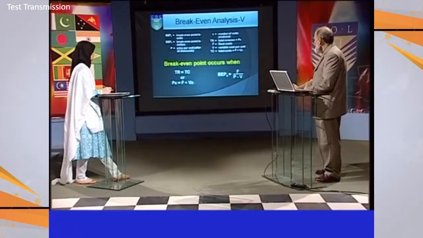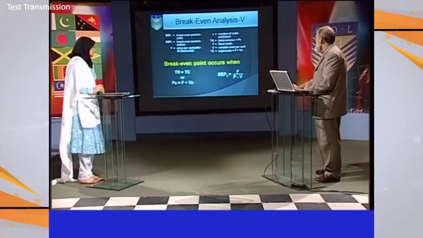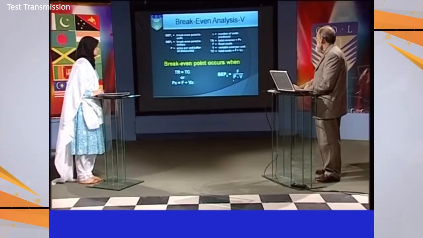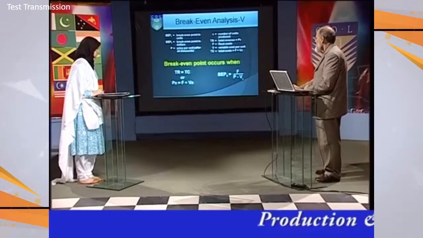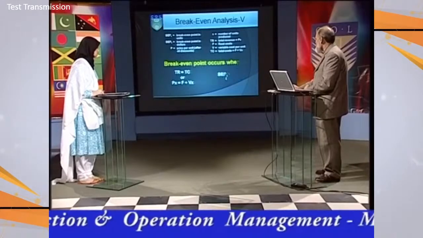Now, break-even point in terms of number of units, right? That is F over P minus V. P is price, V is variable cost, F is fixed cost. That is the break-even point in number of units.